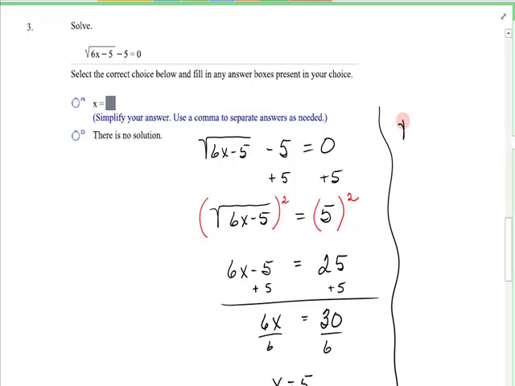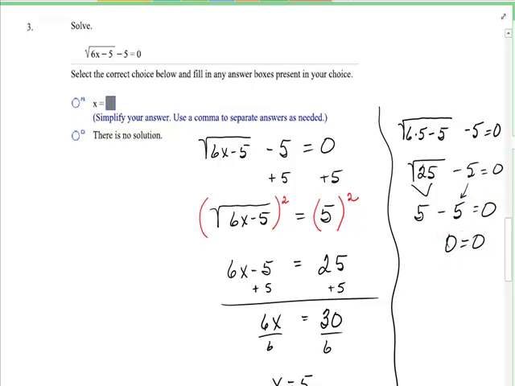Checking 5. Is the square root of 6 times 5 minus 5, minus the 5 out here, equal to 0? Under the radical, 6 times 5 is 30. 30 minus 5 is 25. So this is the square root of 25 minus 5 is equal to 0. The square root of 25 is 5. Minus that 5 is equal to 0. And that is true. 5 minus 5 is 0. 0 equals 0. It checks.